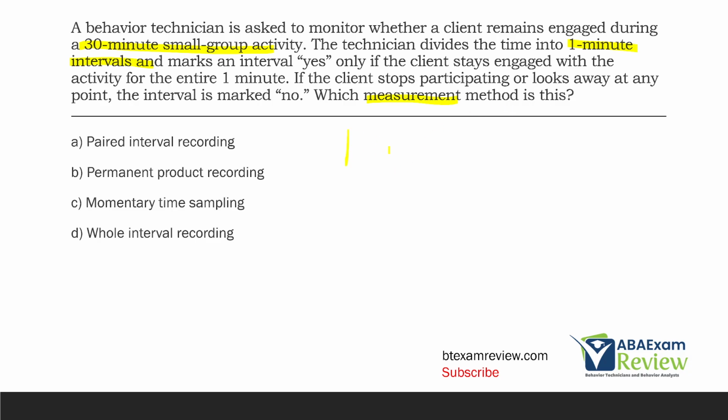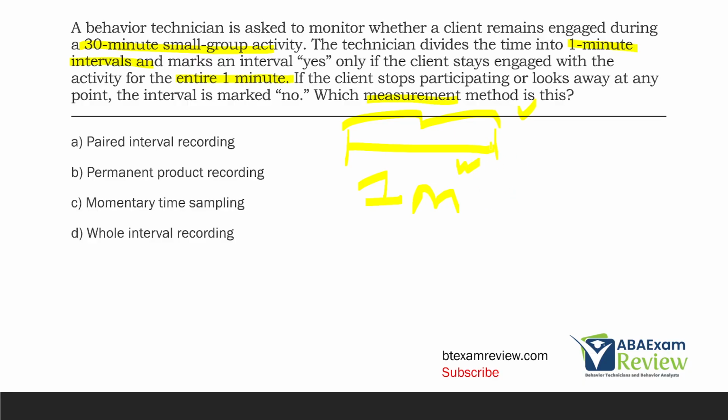Now, let's say we have a 1-minute interval. If the client stays engaged with the activity for the entire 1 minute, the whole 1 minute, it's a yes. If the client stops participating and looks away at any point, the interval is marked no. If we were to look at a partial interval, the client would only need to be engaged for part of the time, right?